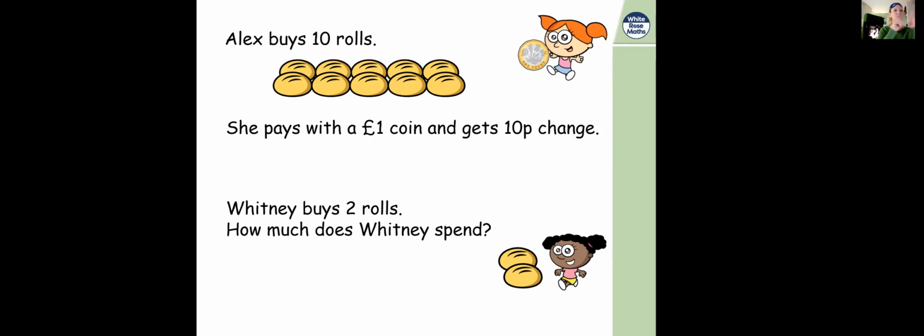What might you do to answer this question? My top tip would be work out the amount per roll by doing a division for the top part of the sum. And then you'll need to use that information to do a multiplication for this bottom part of the sum. Pause me now and have a go.